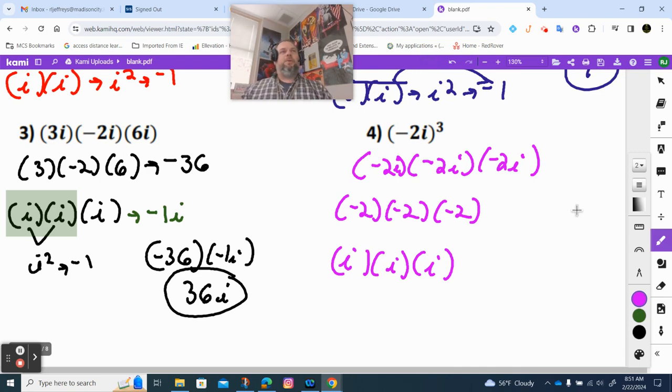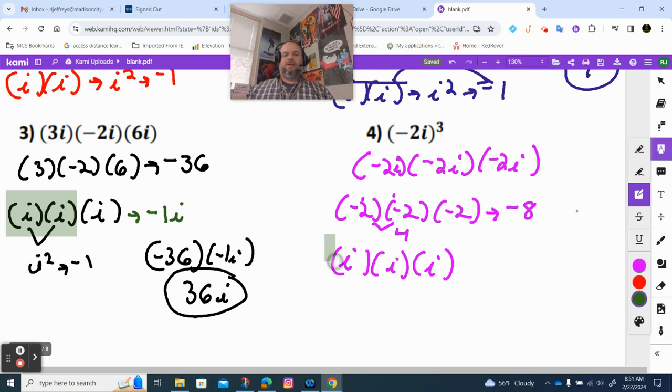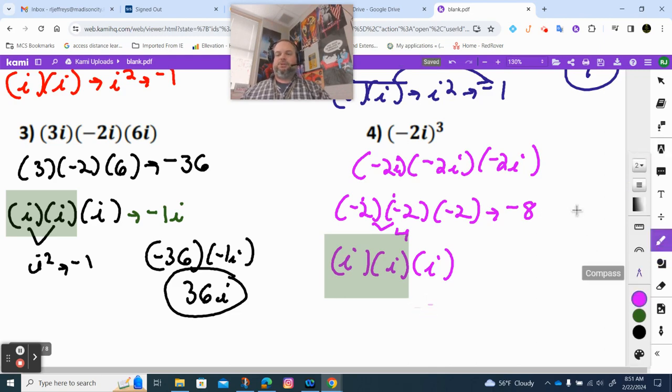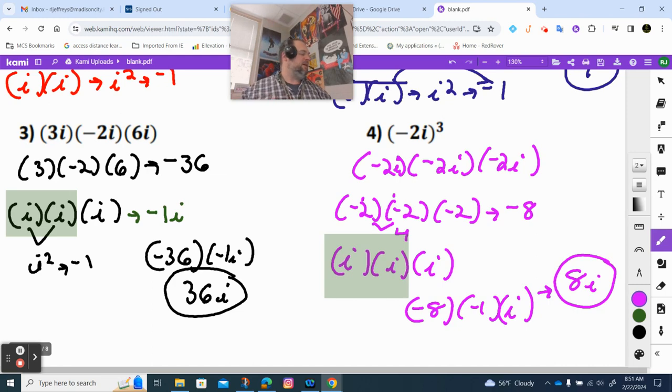All right. So negative 2 times negative 2 is 4. 4 times negative 2 is negative 8. All right. Now, what did we learn earlier? What are these two i's going to end up being? Negative 1. Okay. So basically, we have negative 8 times negative 1 times i, which is positive 8i.